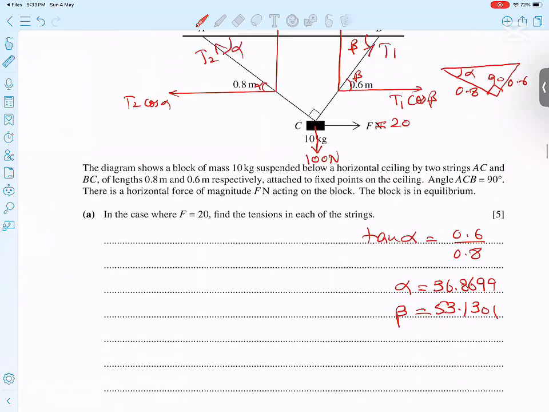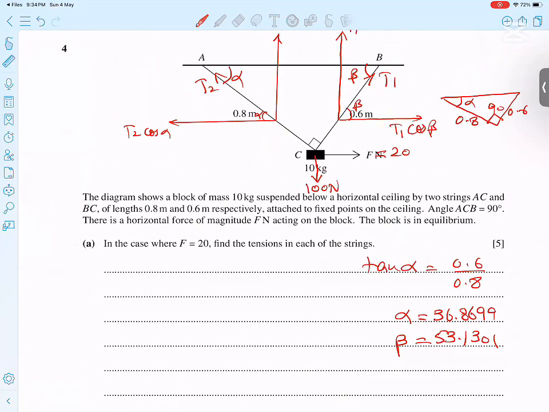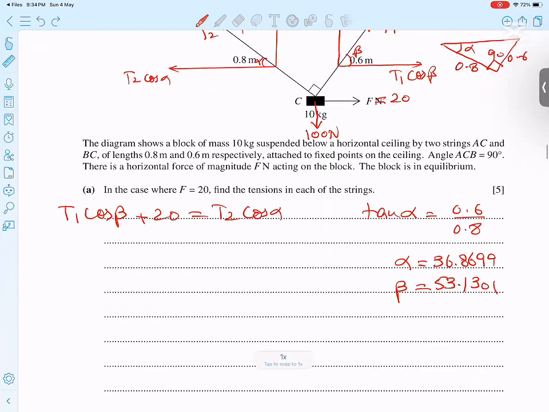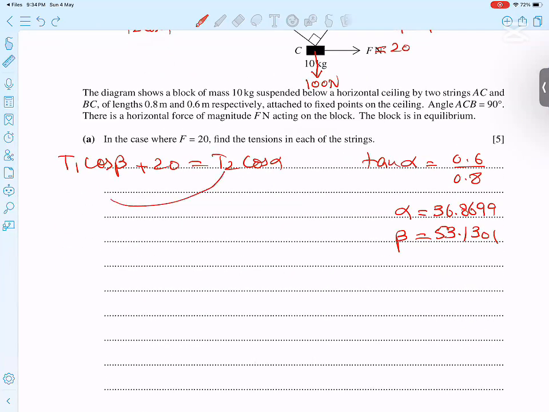Okay, now I can use the alpha and beta values. Let's start. First of all, I can say rightward forces equal leftward forces. So let's try to make it. I can say T1 cos beta plus 20 equals T2 cos alpha. Repeat my words: these two sum equal this one. Okay, and when it goes down, I'll get the T2 value. So let's try to find the T2 value from here.